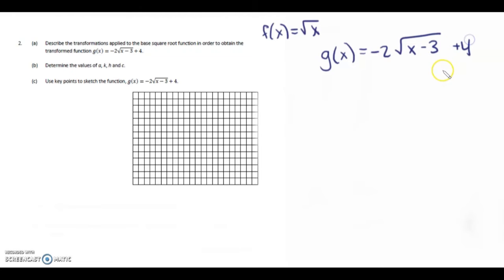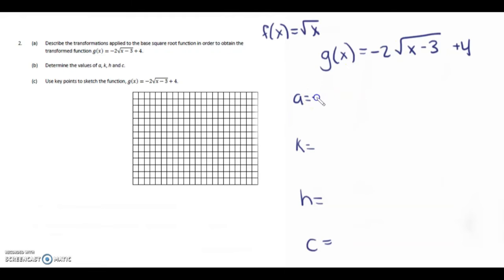Okay, describe the transformations applied to the base square root function. So the base square root function is just f of x equals root x. That's the base function, no transformations on it. Now we want to know how it is transformed to get g of x equals -2 root of (x minus 3) plus 4. So determine the values of a, k, h, and c. Let's do this and then write them in order.